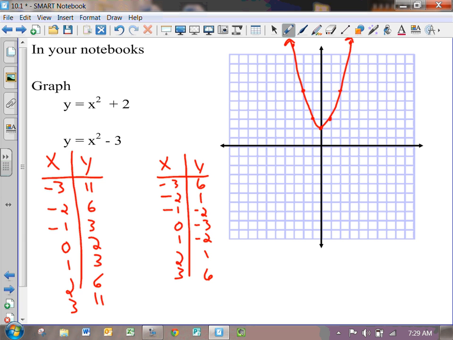All right, so there's our first one. And our next one. So negative 3, 6. 1, 2, 3, 4, 5, 6 is right there. Negative 2, 1. Negative 1, negative 2. 0, negative 3. That repeats back over.